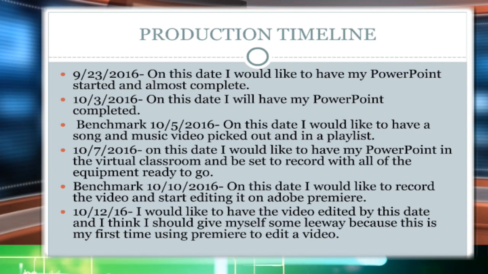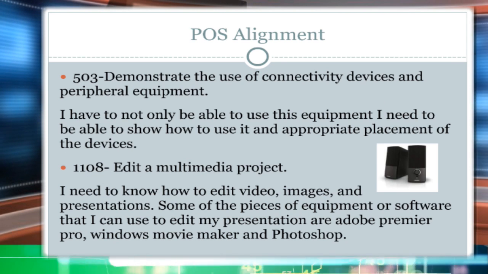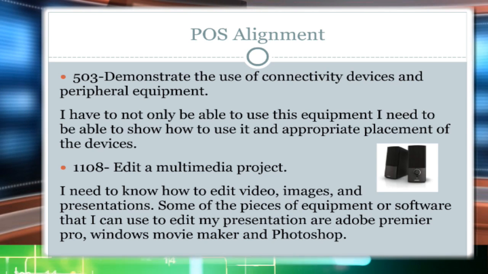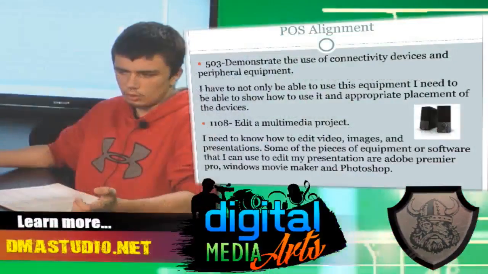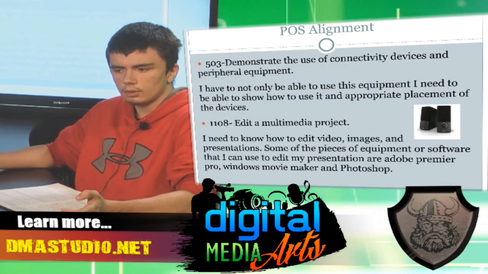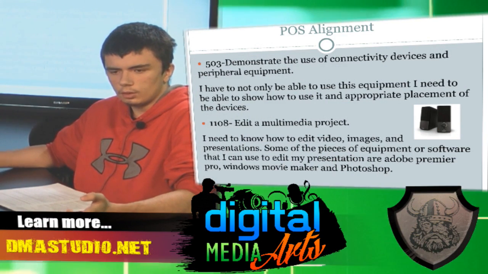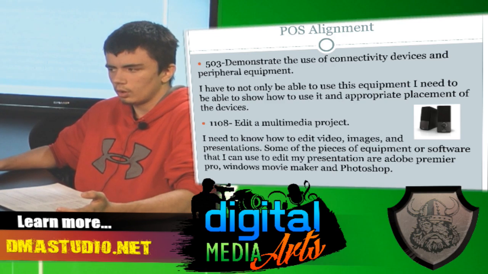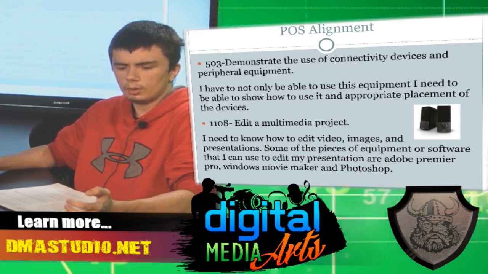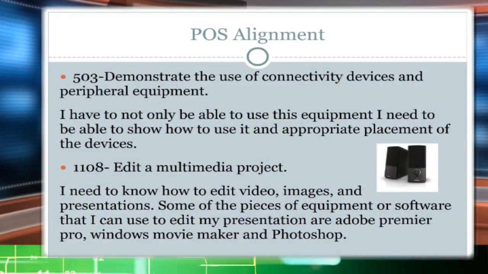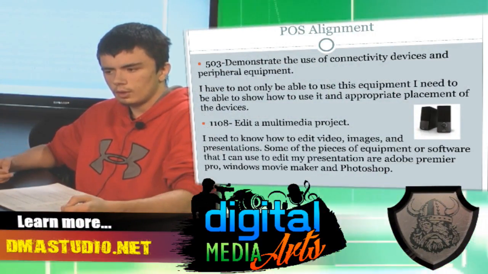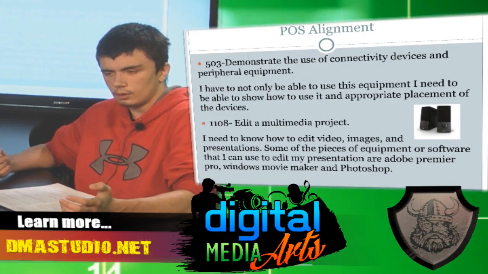And finally, you are going to see my POS alignment. So I chose number 503, demonstrate the use of connectivity, devices, and peripheral equipment. Basically, I'm going to have to show how to connect different equipment. Like the TV, that's a peripheral device because it's not actually part of the computer. It's connected to the computer. Second, number 1108, I'm going to have to edit a multimedia project. Basically, I'm going to have to show that I know how to edit a multimedia project, which in this case is multimedia because it's got pictures and it's a video.